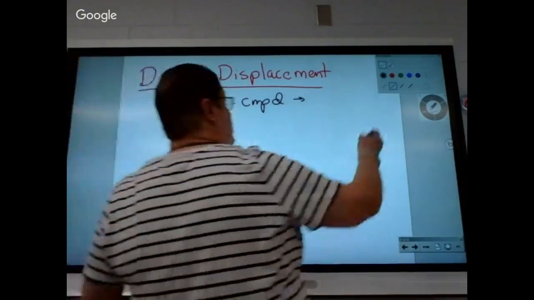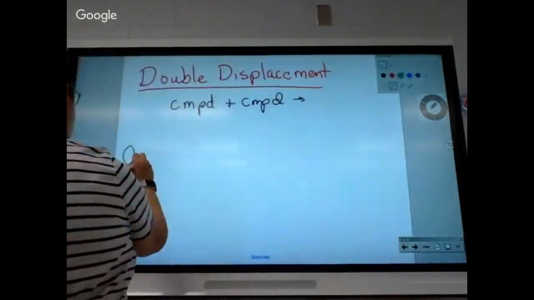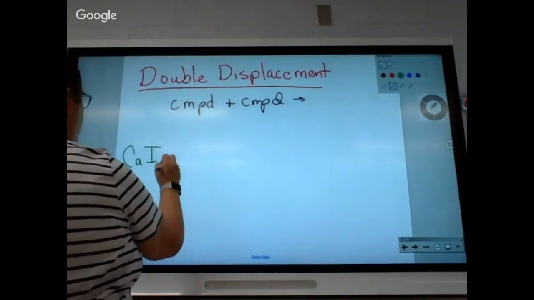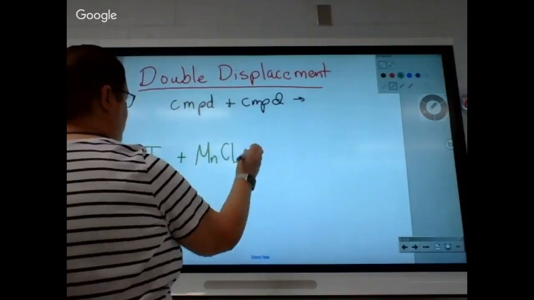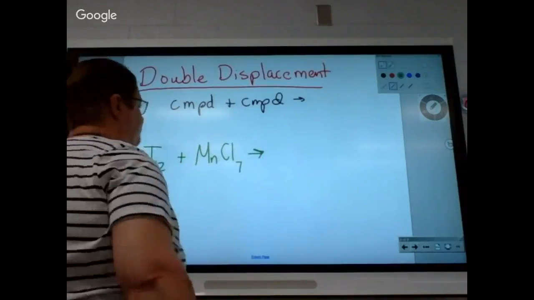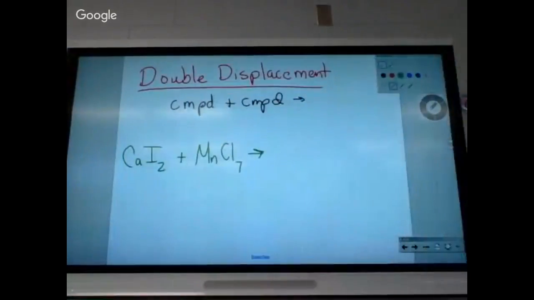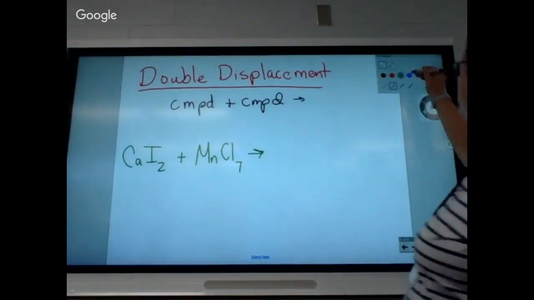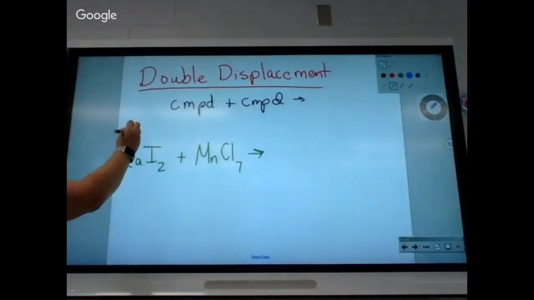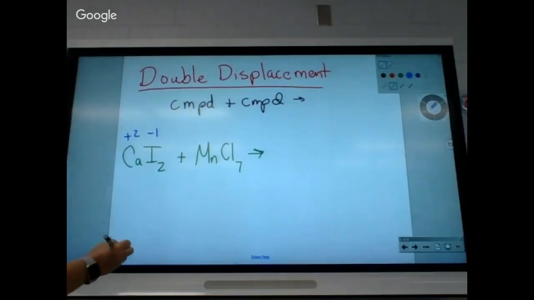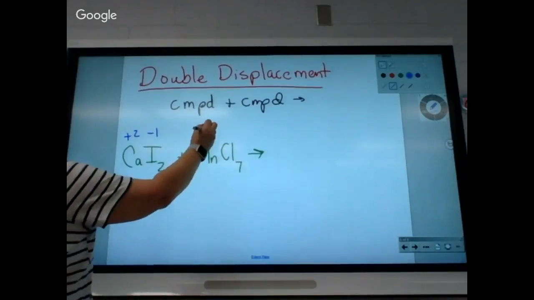Everybody's going to crisscross. So let's say that we have CaI2 plus MnCl7. A nice easy one. I won't even put in a polyatomic ion. All right, so can we all agree that those are compounds? Okay. So Ca has what oxidation number? Okay. Iodine is a, Mn is a what? And chlorine is a what?